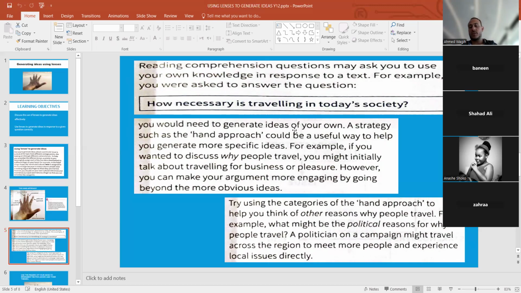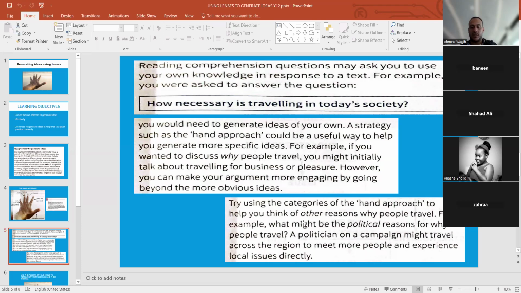So you would need to generate ideas of your own. Strategies such as the hand approach could be a useful way to help you generate more specific ideas. For example, if you wanted to discuss why people travel, you might initially talk about traveling for business, leisure, or pleasure. However, you can make your argument more engaging by going beyond that and looking from an economical point of view, from a social point of view. And I will show you that in the discussion here.